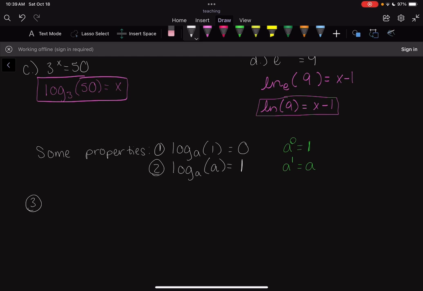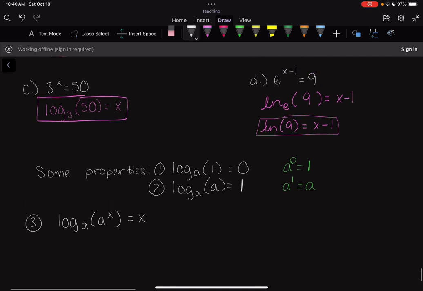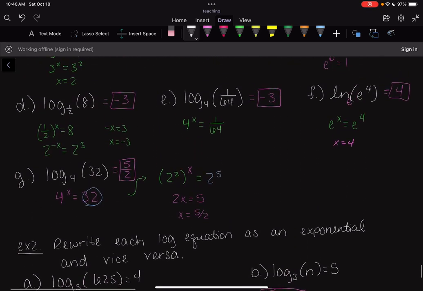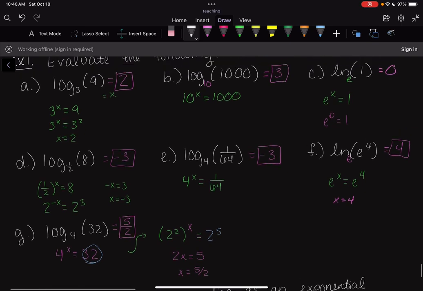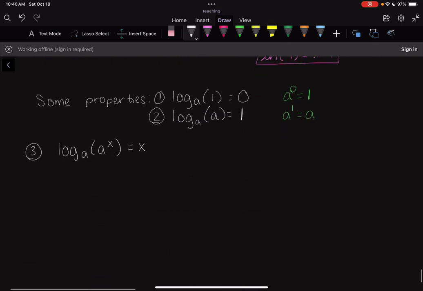So another property that we see a lot is if we have log base a of a to the power of x, this just equals x. And we saw this one a little bit already when I did example 1F. But what it's really saying is, if you write it as an exponential, the exponent you'd put on a to get a to the x would be x.